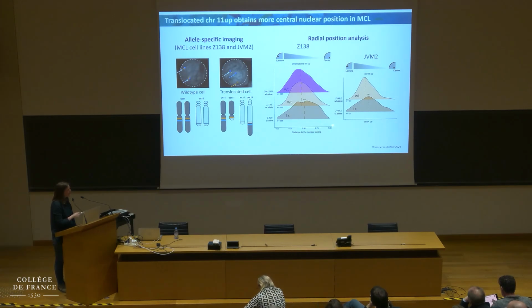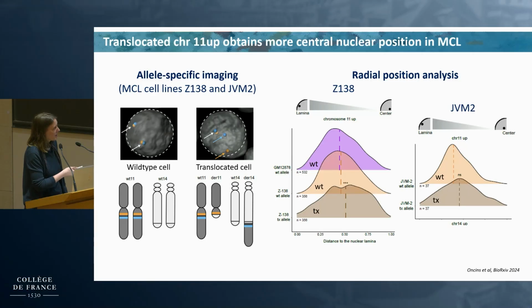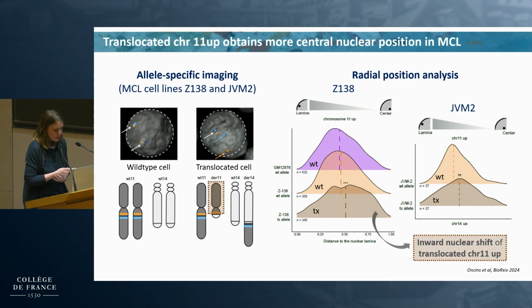So basically the further away here, it means that the more central it is in the nucleus, and then you can see for this cell line that the translocated alleles are actually more towards the nuclear center. And we see the same thing for another cell line. So basically our conclusion is that this chromosome 11 up shifts inwards.